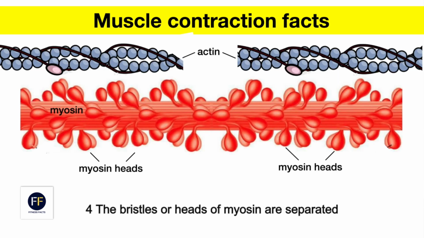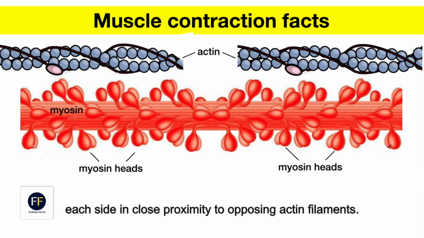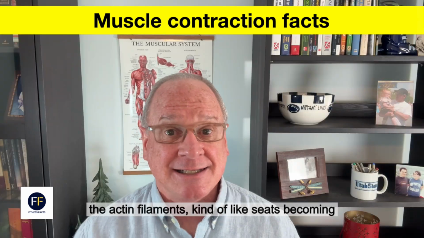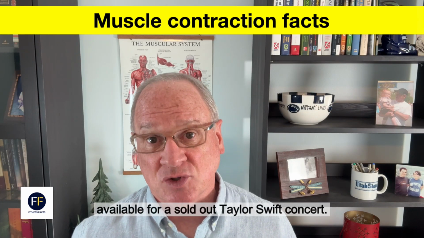4. The bristles or heads of myosin are separated into right and left halves, with the heads on each side in close proximity to opposing actin filaments. 5. When your muscles are stimulated, binding locations for the myosin heads are exposed on the actin filaments, kind of like seats becoming available for a sold-out Taylor Swift concert.